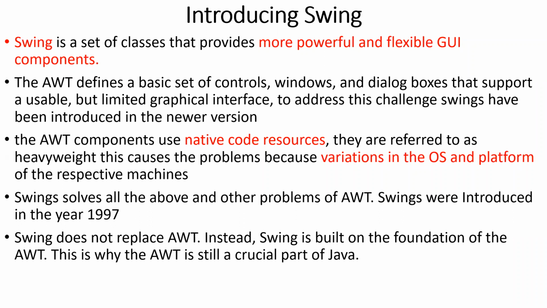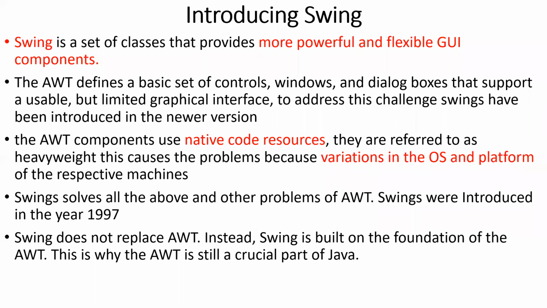This point is very important. So the performance of AWT will differ based on the OS and platform of that machine, because AWT components depend on the native core resources. So this makes AWT weaker in comparison to Swing.